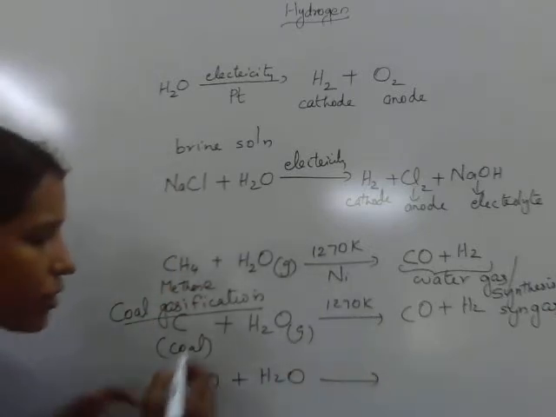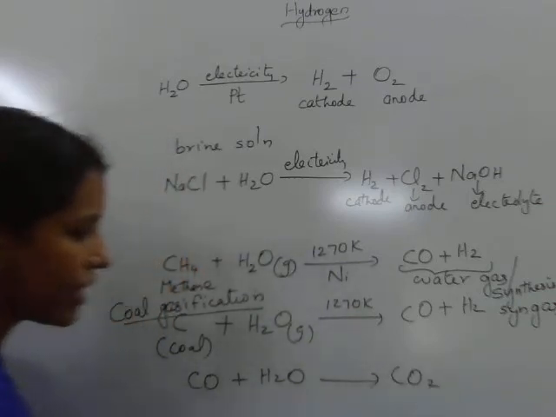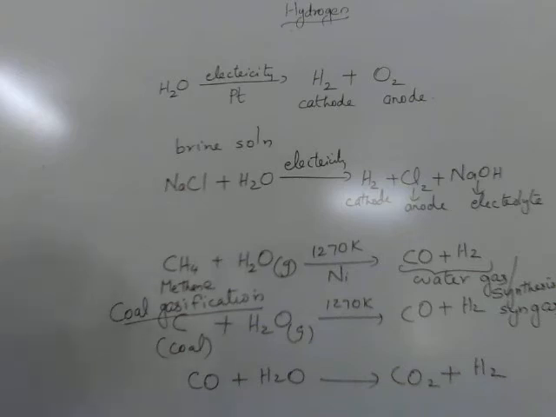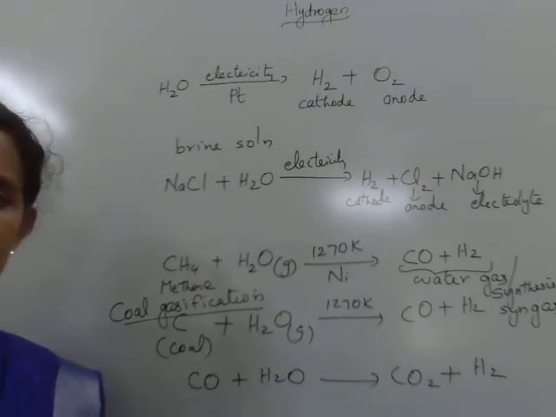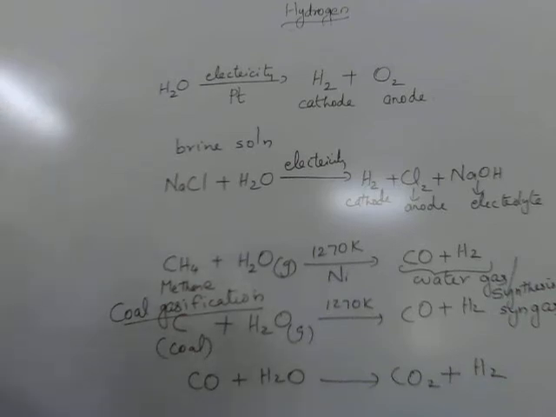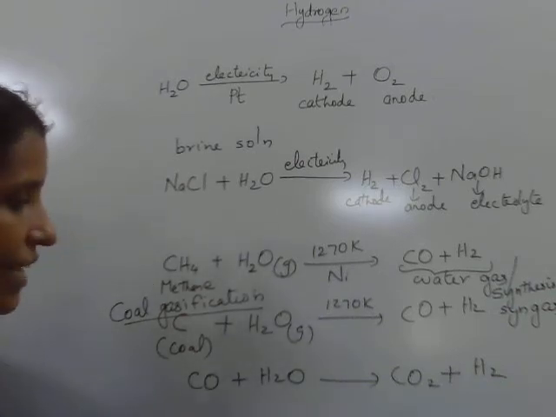What happens? Carbon monoxide is further oxidized to carbon dioxide and hydrogen. This reaction is called the water gas shift reaction. So these are the methods used for the large scale production of hydrogen. Next, let us discuss the properties of dihydrogen.